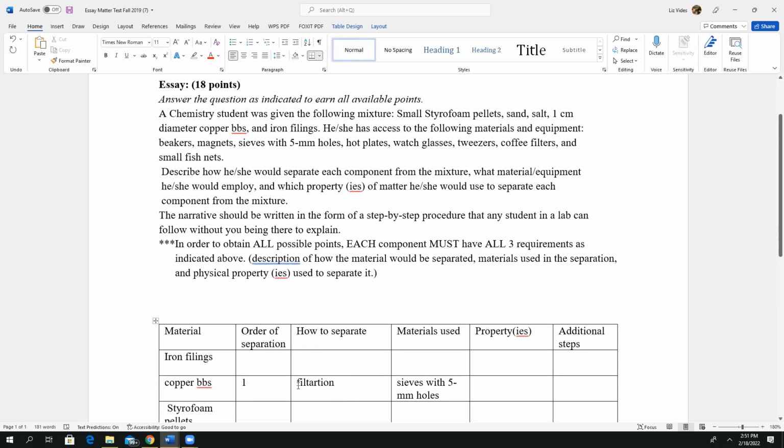Filtration, okay. Sorry, there we go. The property was the size again. No additional steps. This one, see, it's pretty similar. You just got to identify which one's which. The iron filings were magnetic, so we're using magnets. Okay, so the material used is magnets. I'm going to call it magnetic attraction, right?